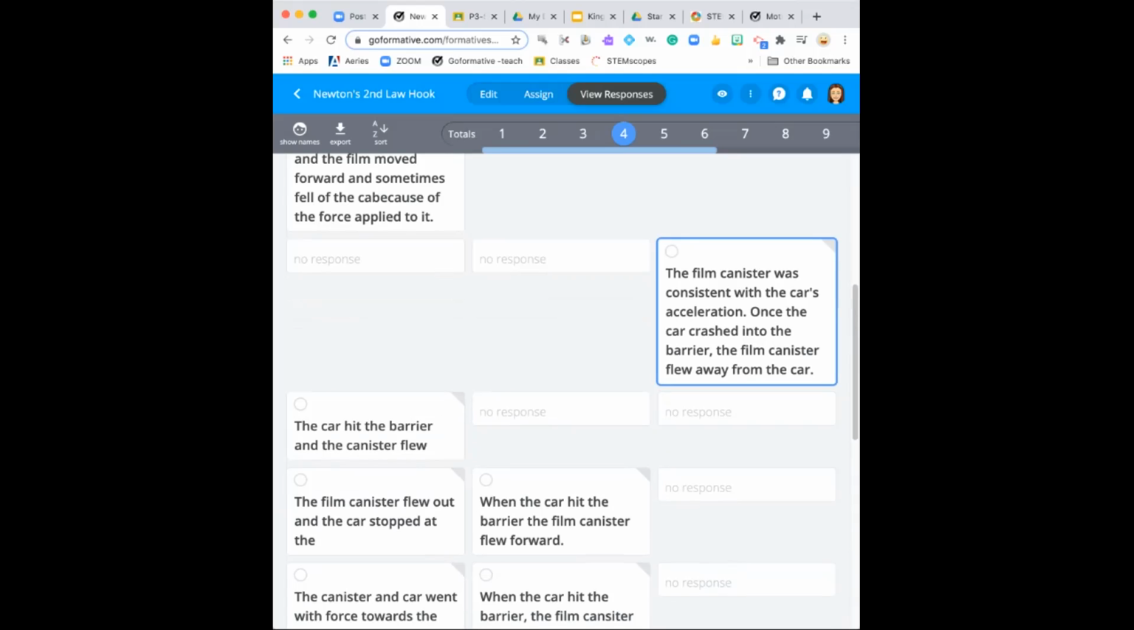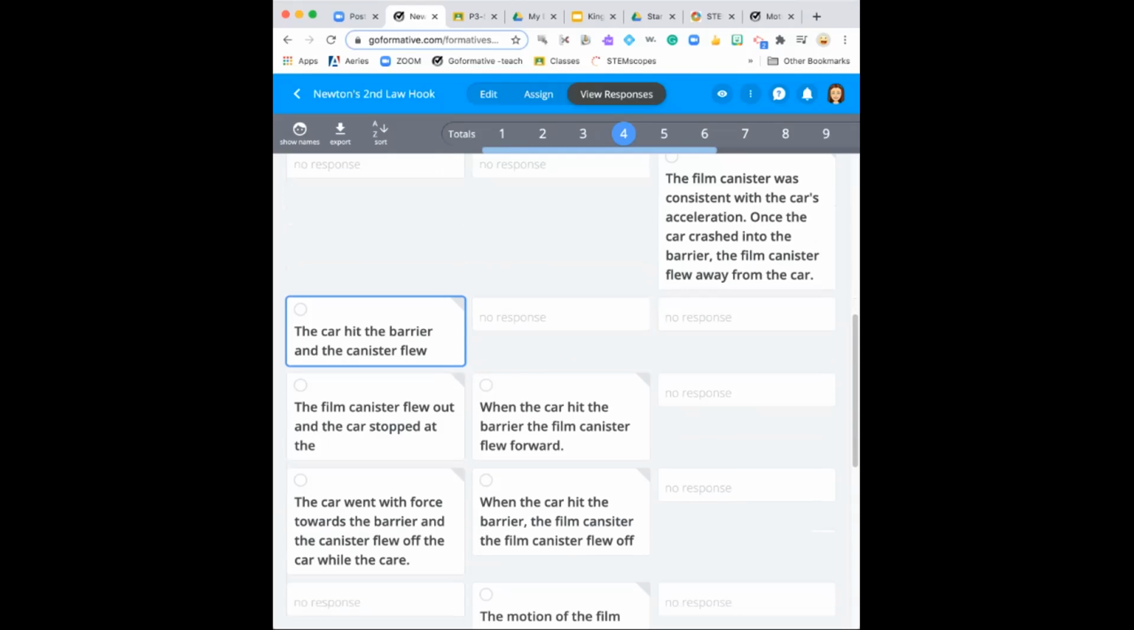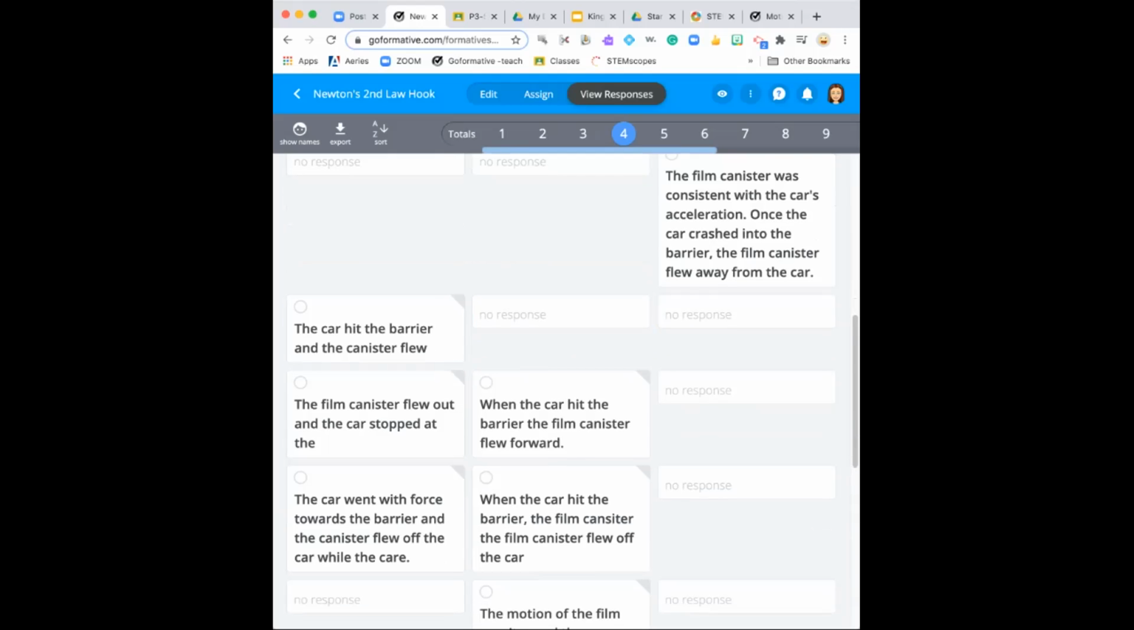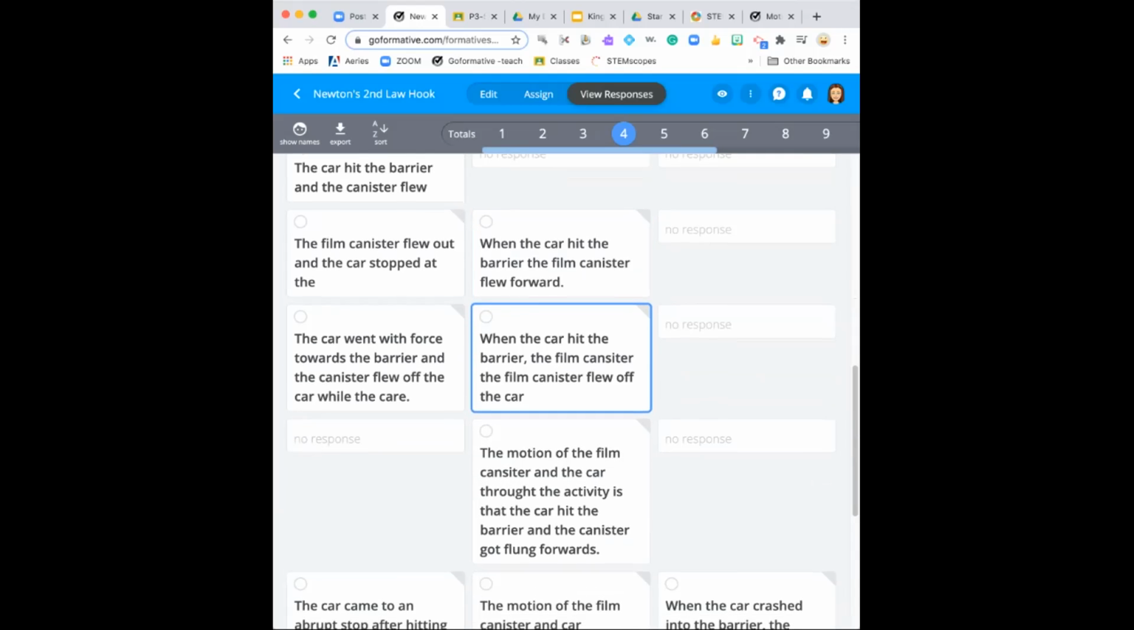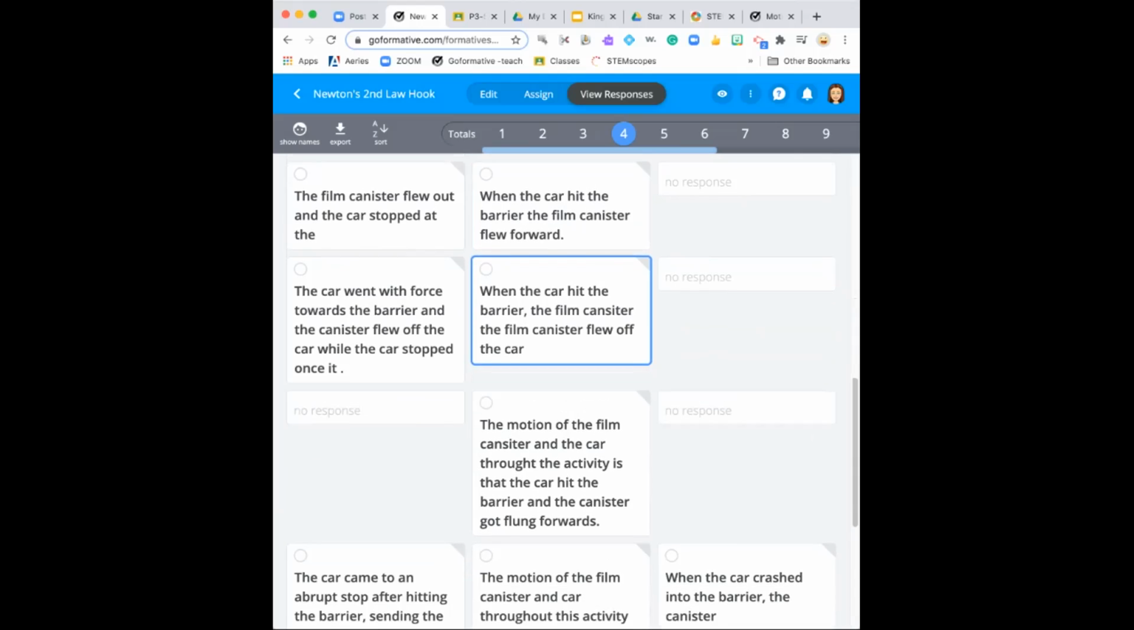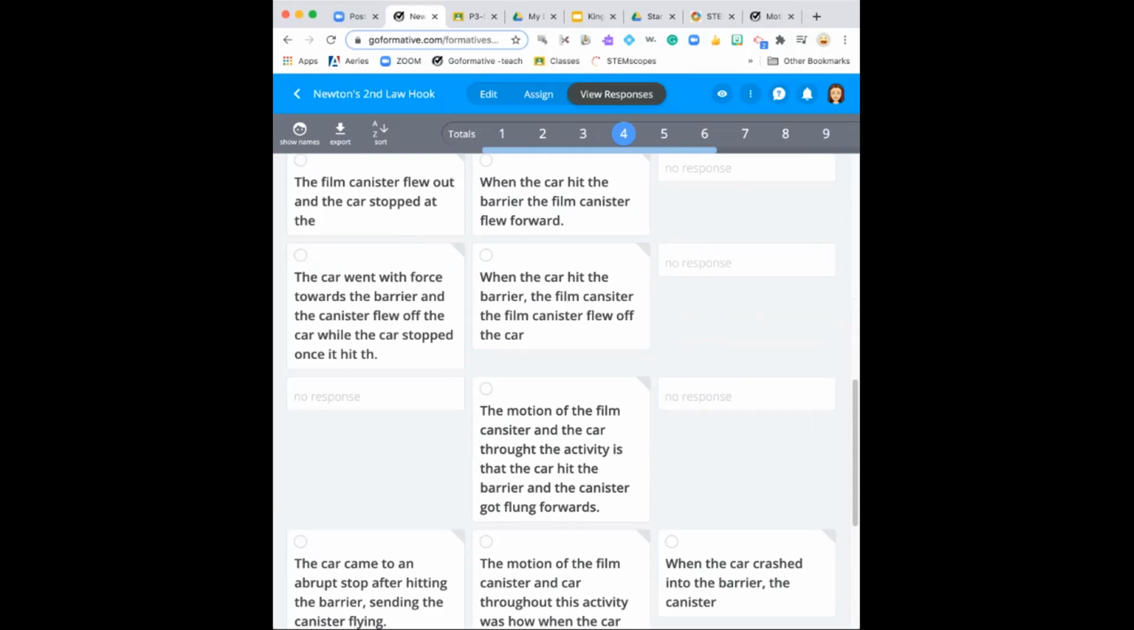The film canister was consistent with the car's acceleration. Once the car crashed into the barrier, the film canister flew away from the car. Very nice. The car hit the barrier and the canister flew. Okay, good. So go ahead and finish up number 4 now. We should all be on number 4.